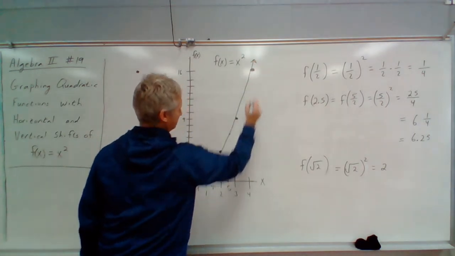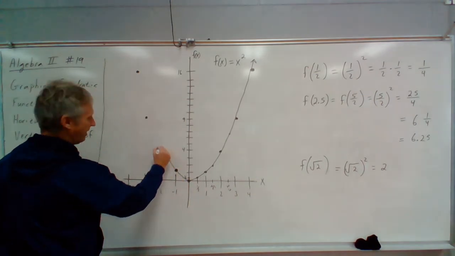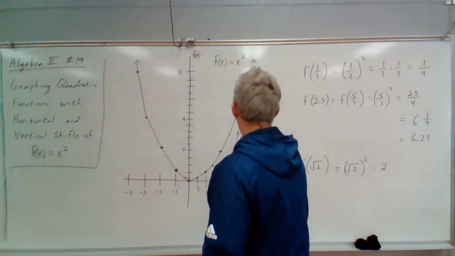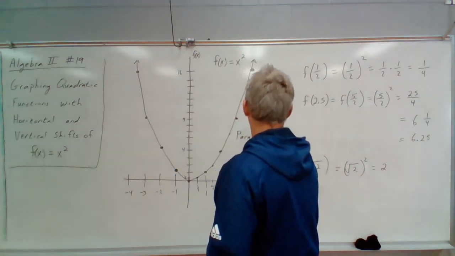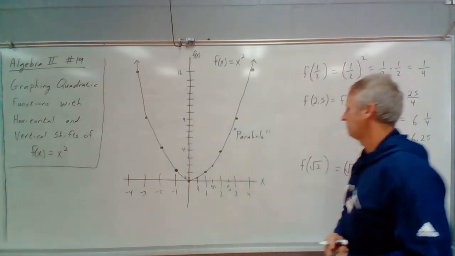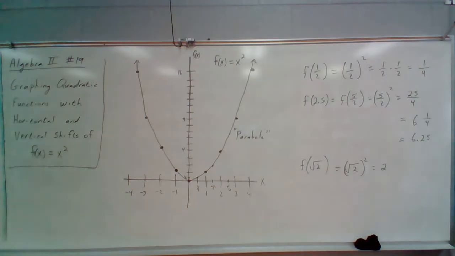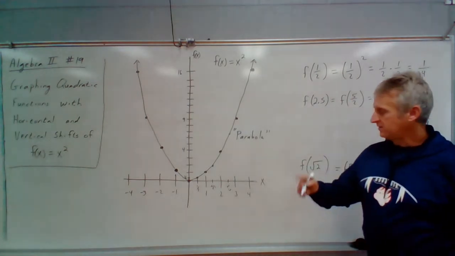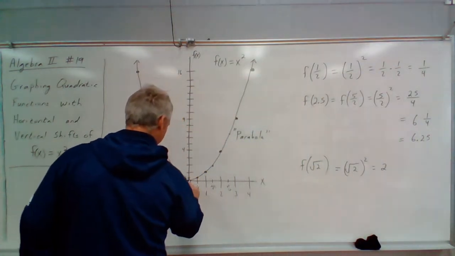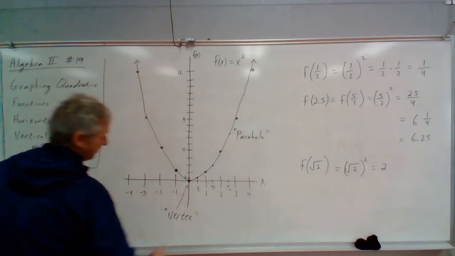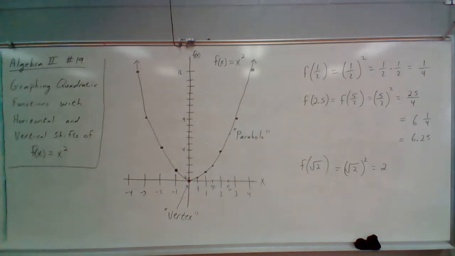Missed that dot. And this curve, as you guys probably know, is called a parabola. All right, so that's called a parabola. Okay, this point down here at the bottom is called the vertex of the parabola. So that little point down at the bottom is called the vertex.